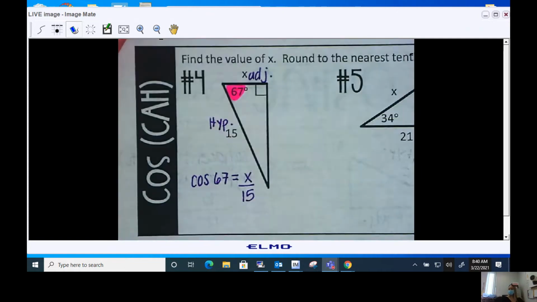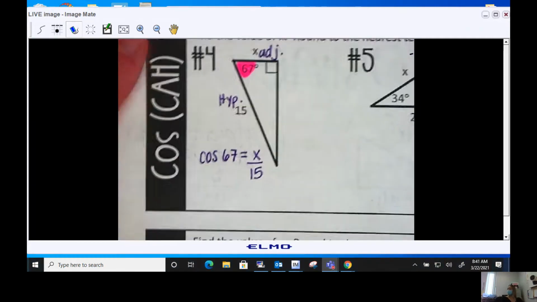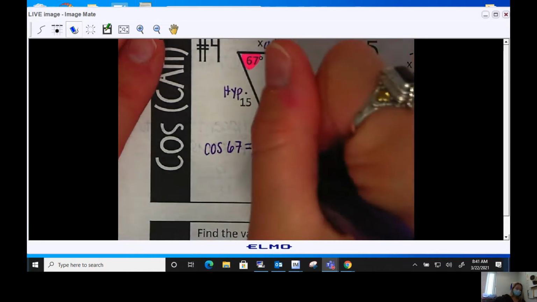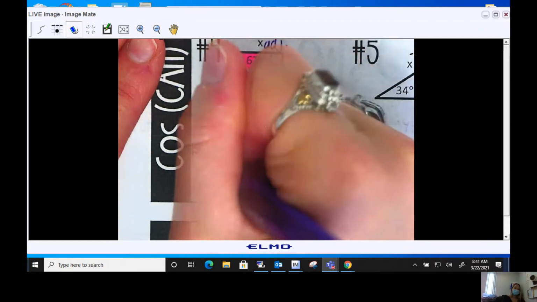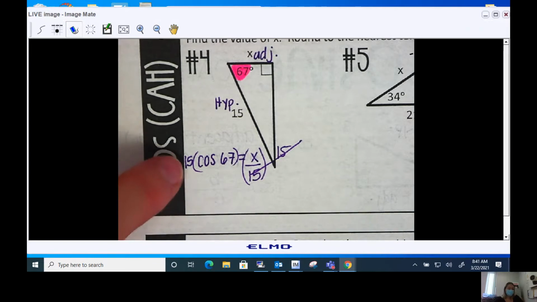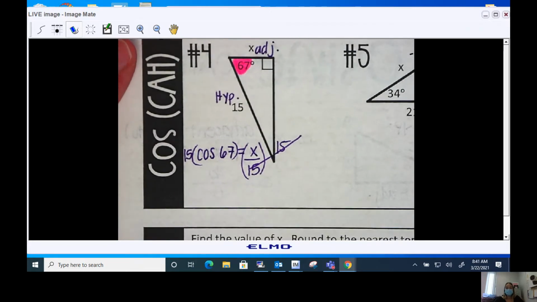Now, this looks exactly the same as number 1 did. How am I going to get rid of divided by 15? Times it by 15. And whatever I do to one side of the equation, I got to do to the other. Now it's just, can you put it into your calculator correctly? All right, so with your calculator, you're putting in 15 times 67 cosine, push the cosine button, and then equals.